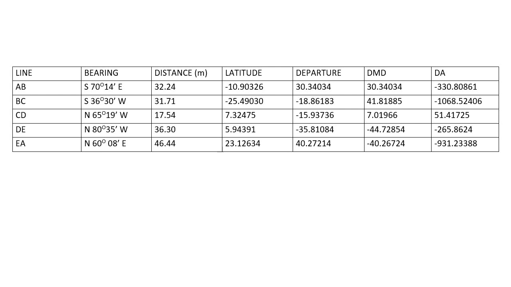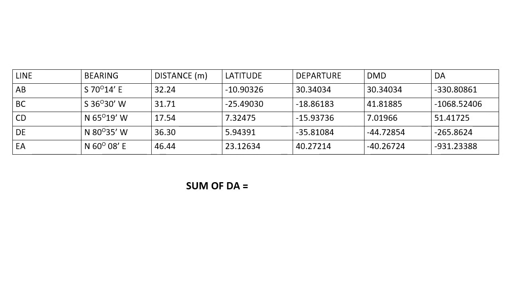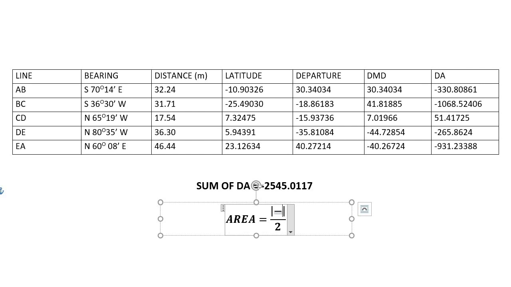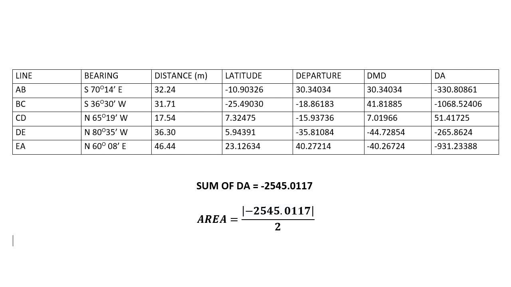So after we get all the double area, ang next process natin dito is to get the sum. So the sum of the double area is, so i-plus natin lahat ito, including the sign. So the sum is equal to negative 2545.0117. And to solve for the area, the formula for area is equal to the absolute value of the sum of the double area divided by 2. So the sum of the double area is negative 2545.0117 and divide natin sa 2. So therefore the answer is 1272.50585 and the unit is meter squared. So yan na yung area natin.